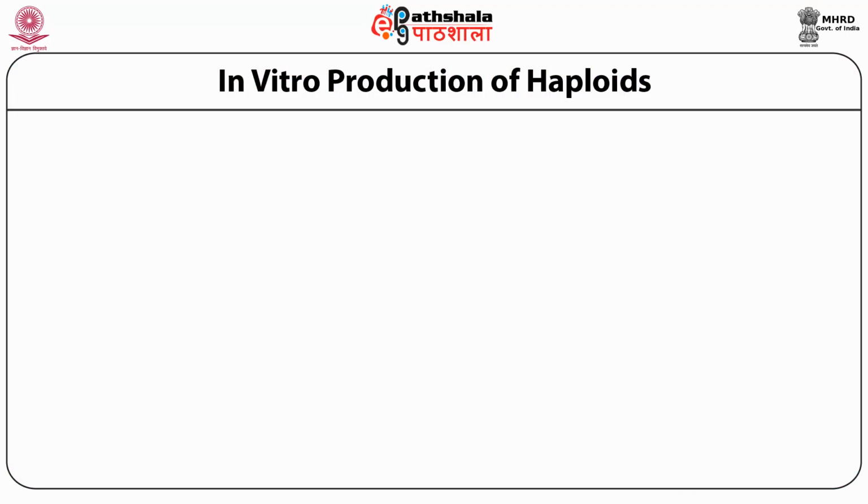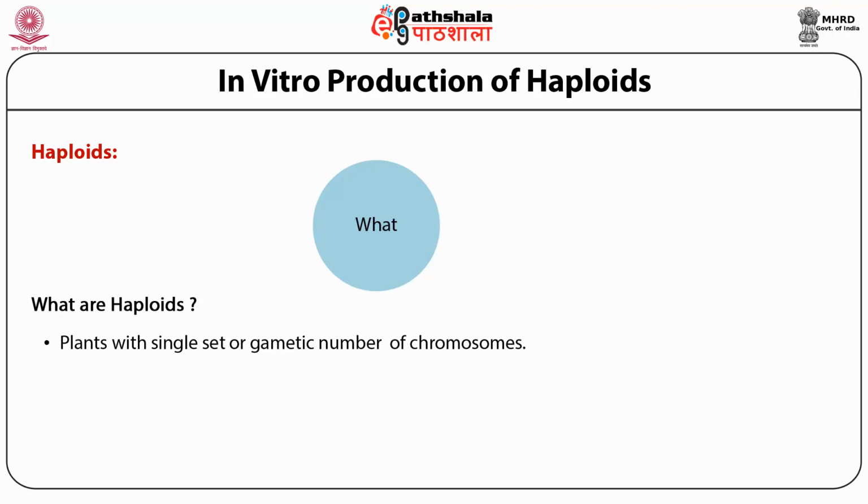Production of haploids in tissue culture and crop improvement. The first question is, what are haploids? As you know, in genetics and plant breeding, it's a very common topic. Haploids are plants with the gametic number of chromosomes, or we can also say one set of chromosomes.